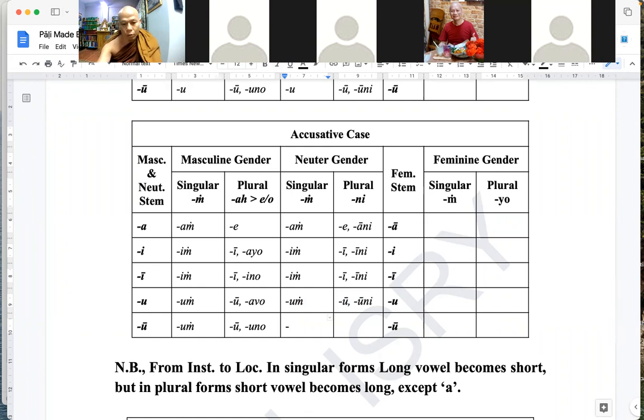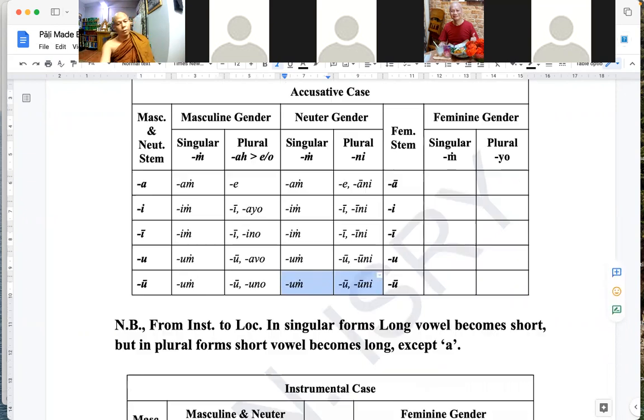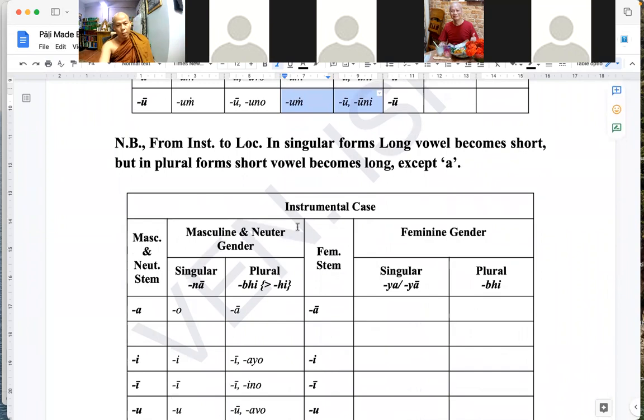And the u also, in singular form, firstly becomes short, and am is added, so the same form. So godrabhum. And the plural first form is u, and the next form is to the u, ni is added. So godrabhuni. So in masculine and neuter gender, only the nominative, vocative, and accusative case forms are different. The rest are the same.